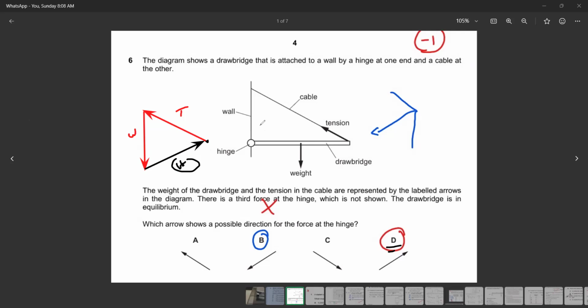So the simple concept is, whenever an object is in equilibrium, the resultant force is zero, with no resultant turning effect. To have the resultant force zero means that the starting point and the final point of the vector diagram should be the same. That's how we locate the position or the direction of the force on the hinge.